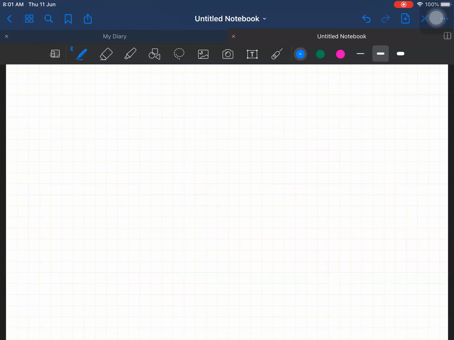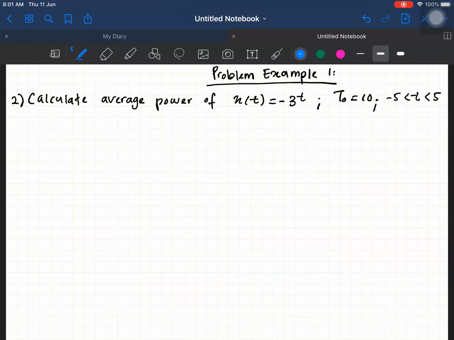Now let's have a look at the second question. The second question asks you to calculate the average power of x of t equals minus 3t that has a time period of 10. The one period ranges from t minus 5 to 5.